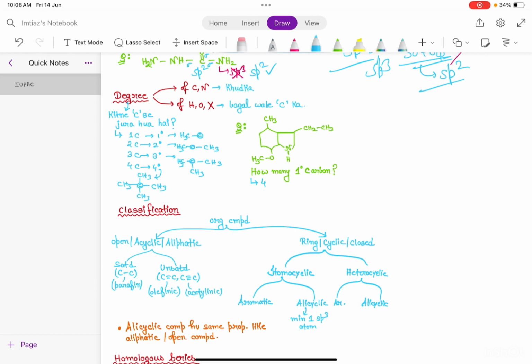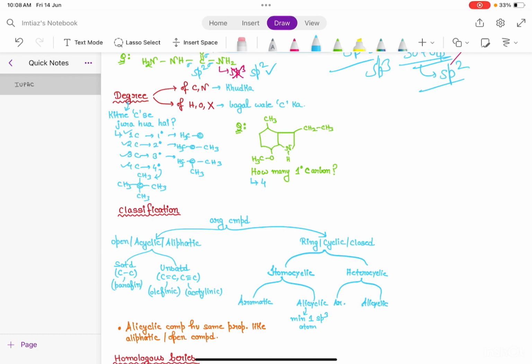Carbon and nitrogen: first of all, what is degree? Degree means how many carbons the atom is attached to. If the atom is connected to 1 carbon, it is 1 degree. If it is connected to 2 carbons, it is 2 degree. If it is connected to 3 carbons, it is 3 degree. And if it is connected to 4 carbons, it is 4 degree.